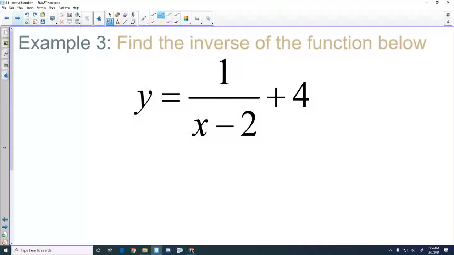What do you do when the variable's in the bottom, though? That's the thing about this one. We're not solving for 1 over y. We're solving for y. So you need to figure out how to get rid of that.